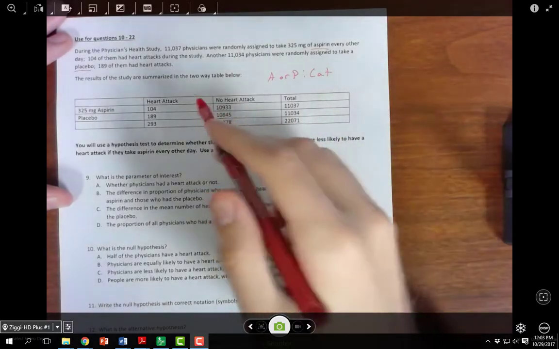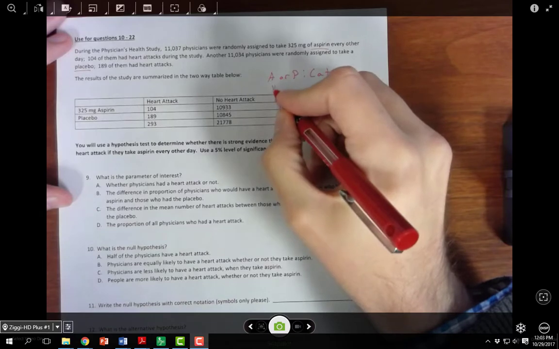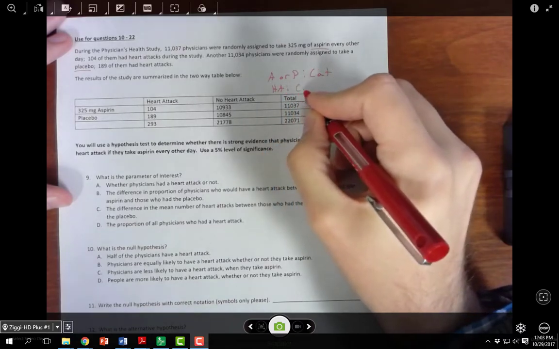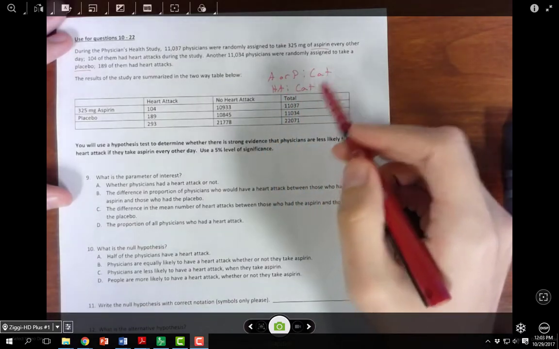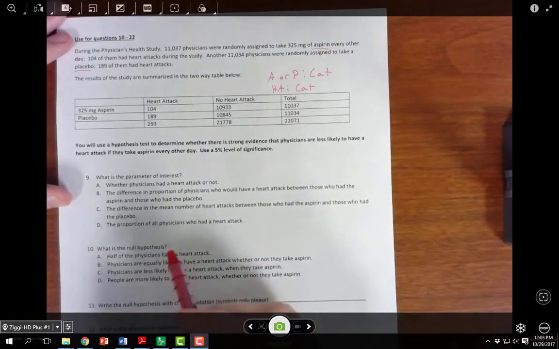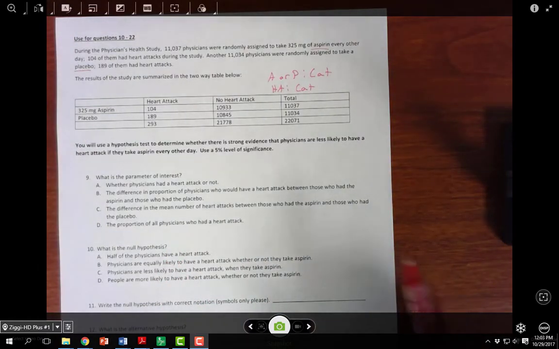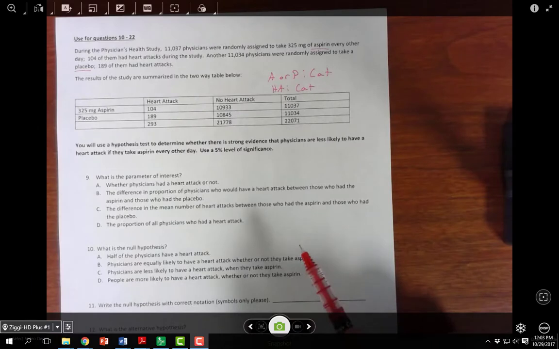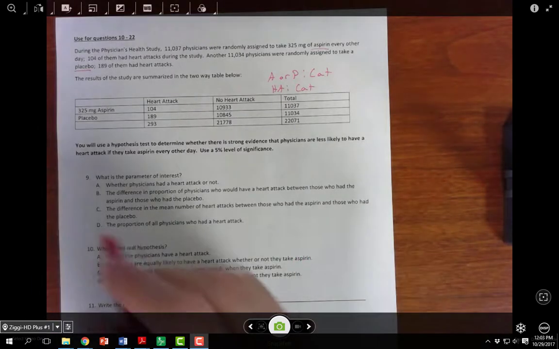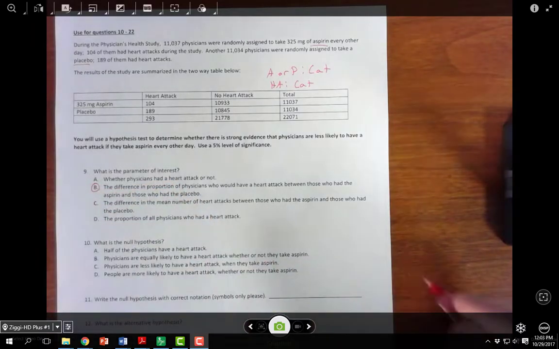And then we looked at whether or not they had a heart attack, and that's also categorical. So if we have two different categorical variables, our parameter of interest is going to be the difference between the two. So it's going to be the difference in proportions of physicians who had a heart attack between those who had the aspirin and those who had the placebo. So the correct answer would be B.